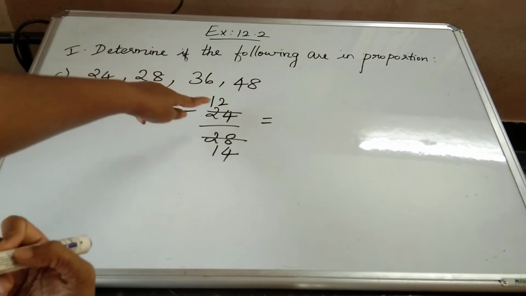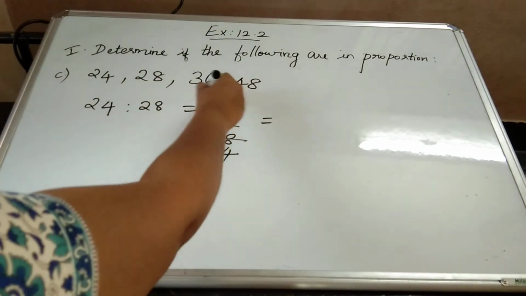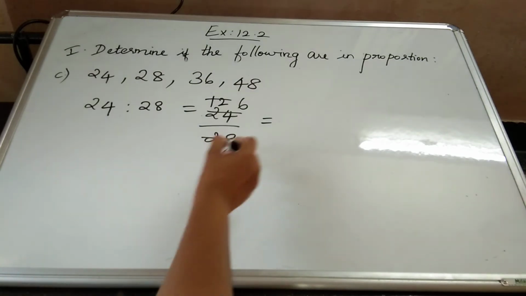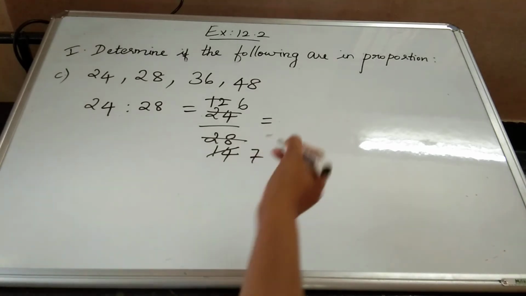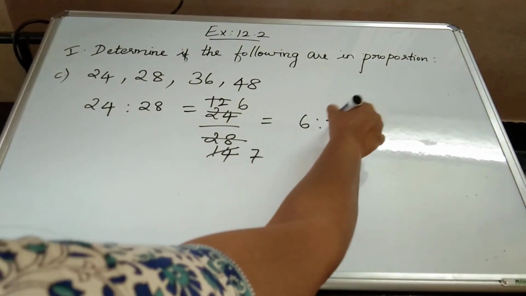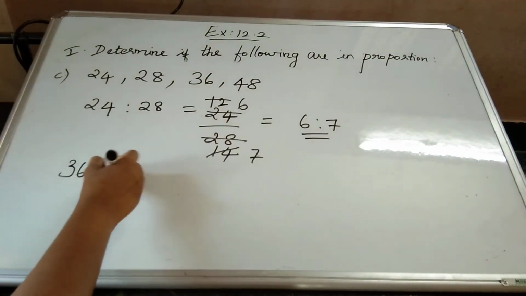Now 12 and 14. Again I can cancel in 2 table. So 2 6s are 12 and 2 sevens are 14. Now 6 divided by 7. I can't make them to simplest form. So the ratio is 6 is to 7. Clear. Now next 36 is to 48.